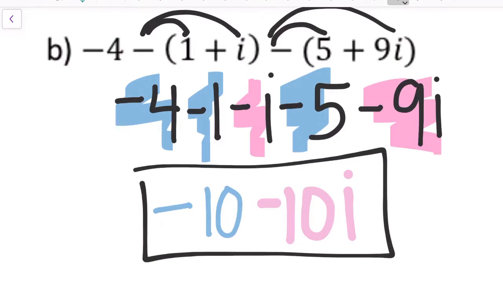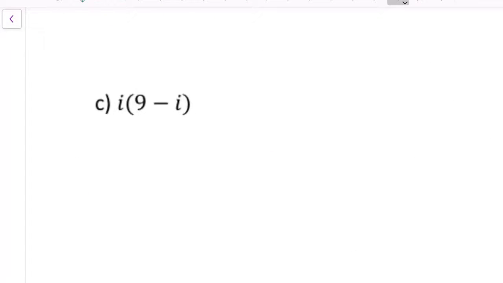You ready? Yeah. She's trying to do that. Distribute.